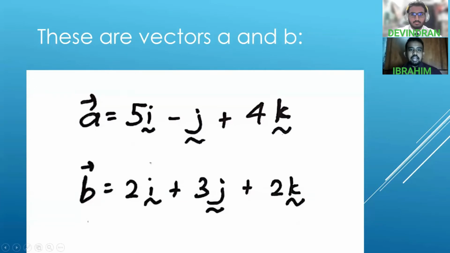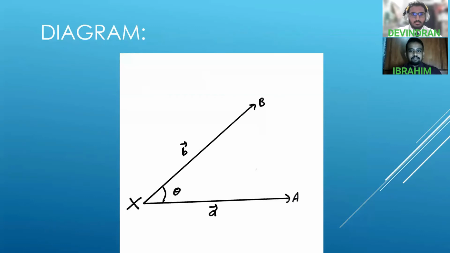Okay, so guys, there are two vectors, vector A and vector B. Vector A is 5i minus j plus 4k, and vector B is 2i plus 3j plus 2k. Based on the given information from the question, we can sketch this diagram with x representing the enemy AI, which is looking at direction A, and B is the box where he wants to shoot. Theta is the angle from A to B, which is the angle he has to rotate.